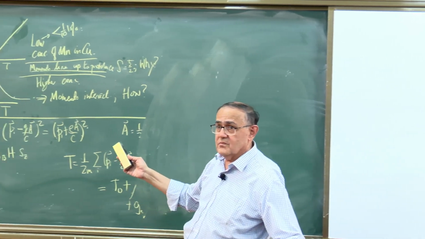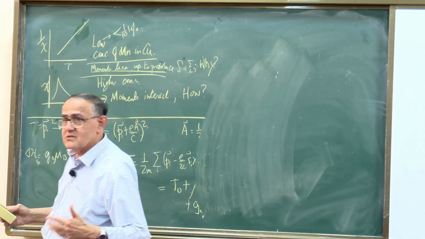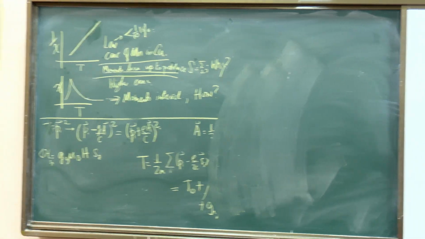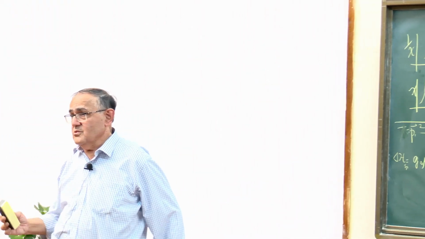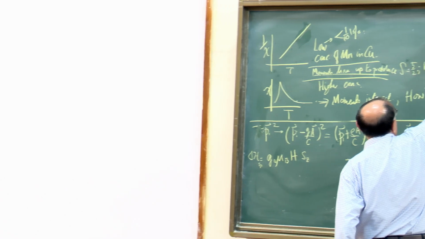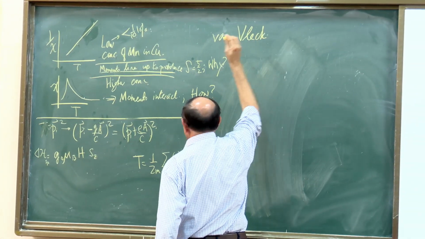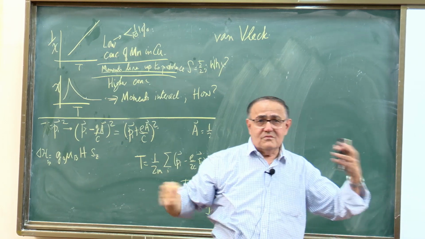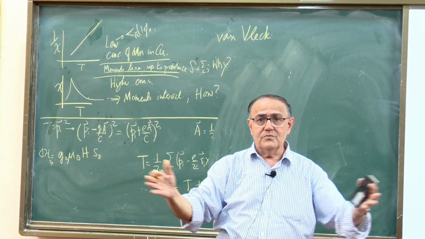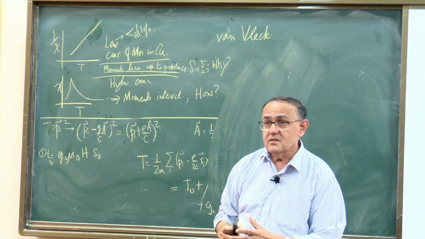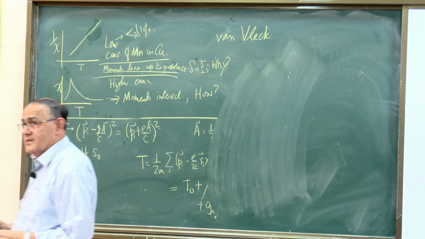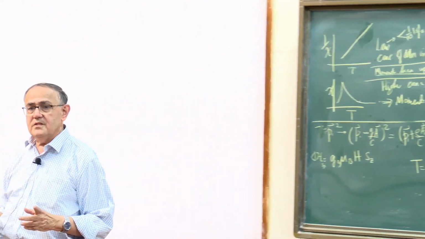So I should tell you a little bit about the people associated with this development. One of the oldest books on magnetism, which is a very good book, and I would urge all of you to read it, is a book by Van Vleck. It's a little old-fashioned now. But in many ways, that was the first time that many scattered things about magnetism were put together in a book. It's called The Theory of Electric and Magnetic Susceptibilities, I think.